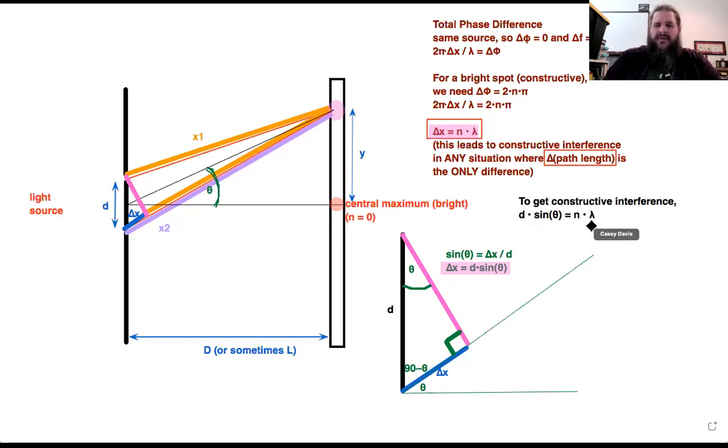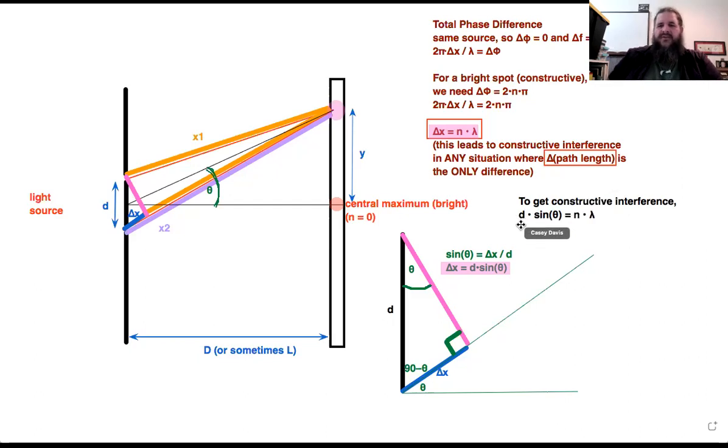Or alternatively, maybe you know the wavelength of light. Maybe you've got a laser that specifically emits a 500 nanometer beam of light. Then you can look for the bright spots, count up which bright spot you're looking at, measure the angle with a protractor, and then you can calculate the unknown distance between slits.